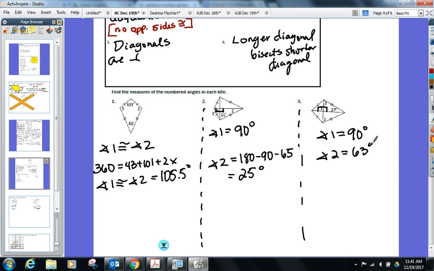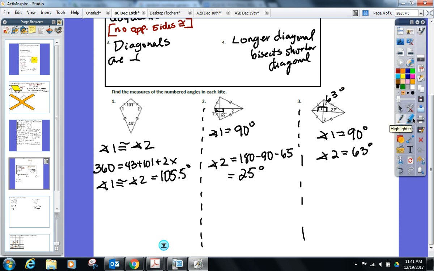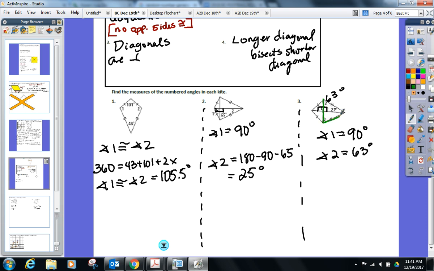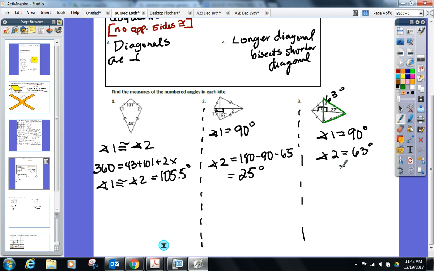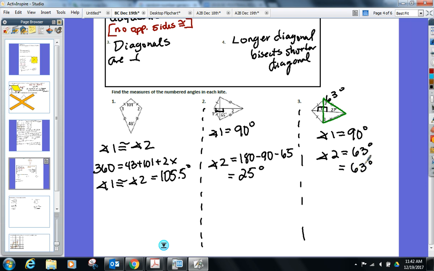63. Ooh, are we getting stuck on angle 3 now? Everyone ready? Little tip. I'll highlight a little bit of it. Right here, take a look at this big triangle here. Anybody want to tell me what type of triangle it is? It's isosceles, right? And usually what's across from the congruent sides? So if angle 2 is 63, so is angle 3. Forms two isosceles triangles in a kite.